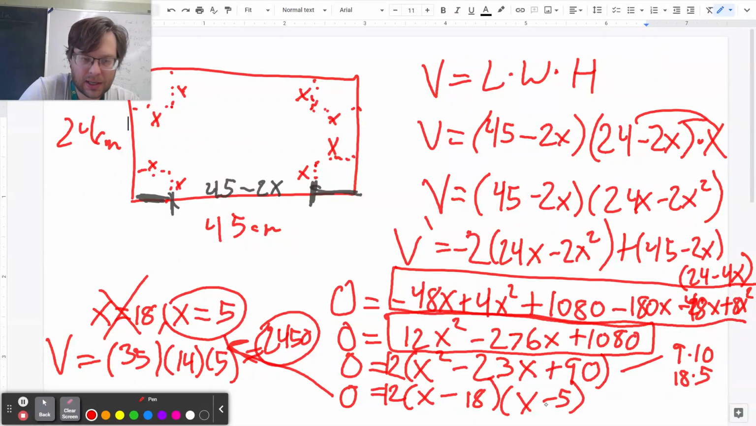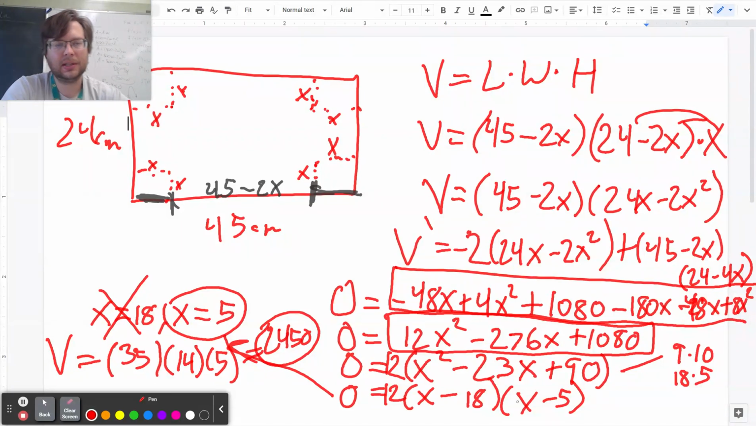a negative times another negative. So that means the function has a positive derivative before 5. And if I plug in a number like 6, I have a negative because 6 minus 18 is negative, and a positive because 6 minus 5 is positive. And so it's negative after. So by the first derivative test, I know that that value of x equals 5, that critical point, is a maximum. And there you go.